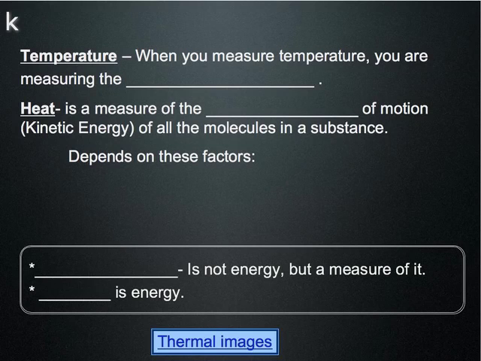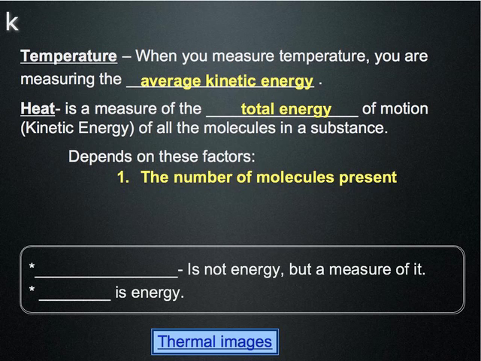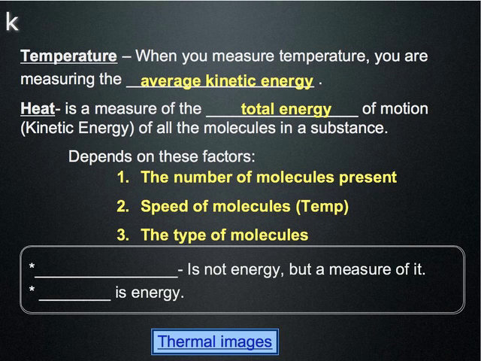So we went over this yesterday. Temperature is a measurement of heat, a measurement of the average movement of the molecules in a certain substance. And heat is a measurement of the total energy of motion in those molecules. So heat does depend on the number of molecules present, the speed of those molecules, as well as the type of molecule. What's the thermal imaging?